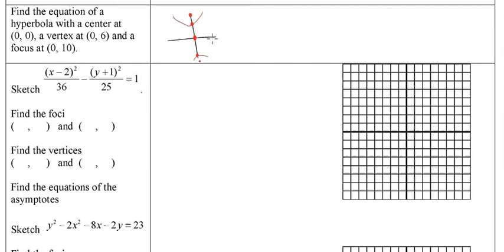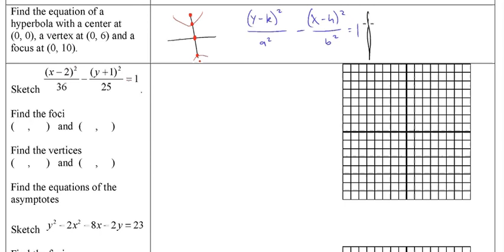So just on that little sketch, we know that our y fraction is the one that's going to have to be positive because it's opening up and down rather than left and right. So we'll have the generic equation: (y - k)^2 divided by a^2 minus (x - h)^2 divided by b^2 is equal to 1.